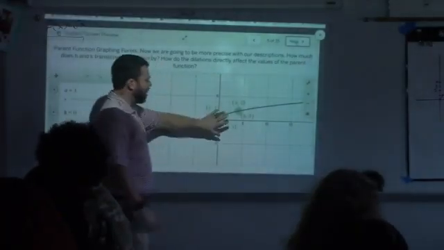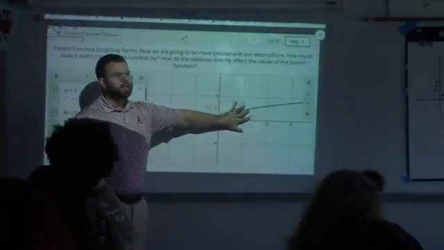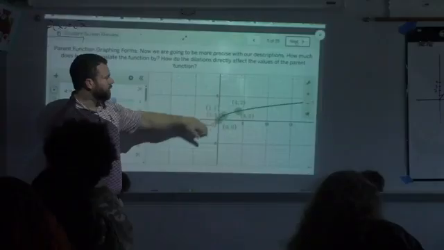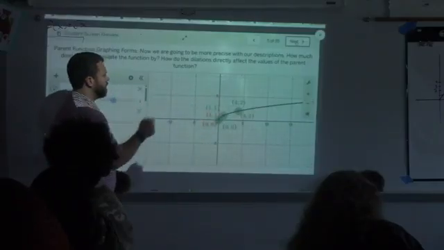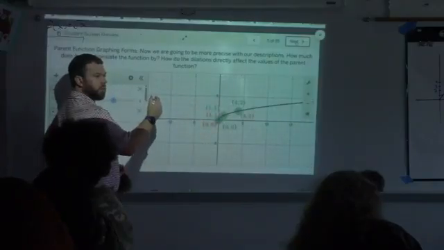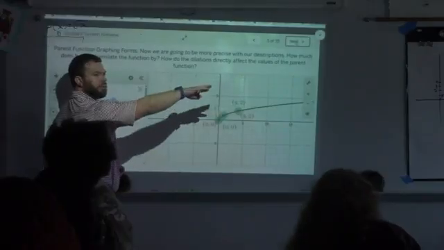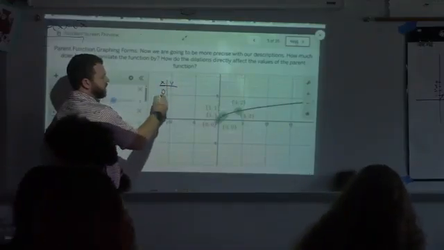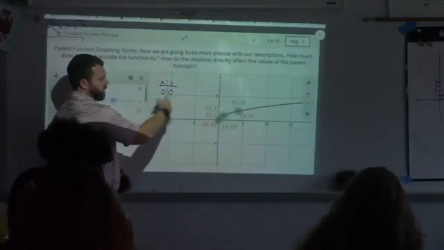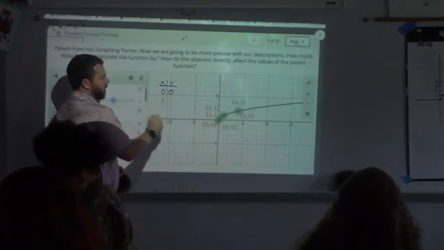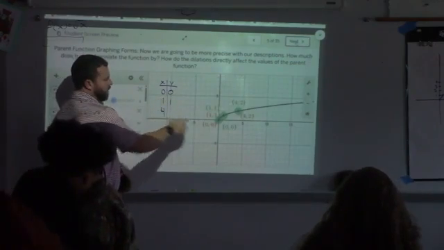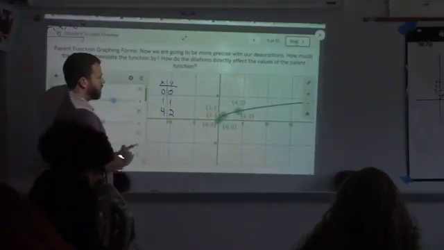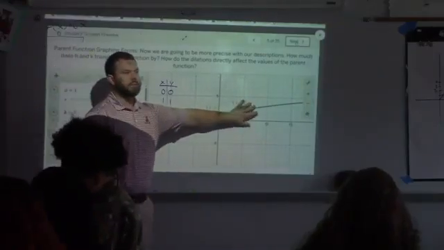But what I have done is I've intentionally gone in and put some points with what parent function is this? That's the square root function, isn't it? Square root shape? Yeah. And if I check it, what's the square root of 0? 0. Okay, that maps there. Square root of 1, 1. And what's the square root of 4? 2. Square root of 4 is 2, right? So notice those all map.